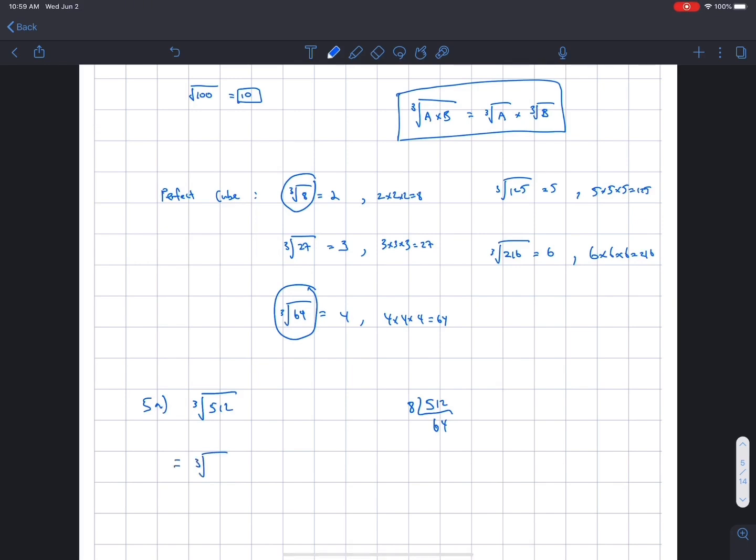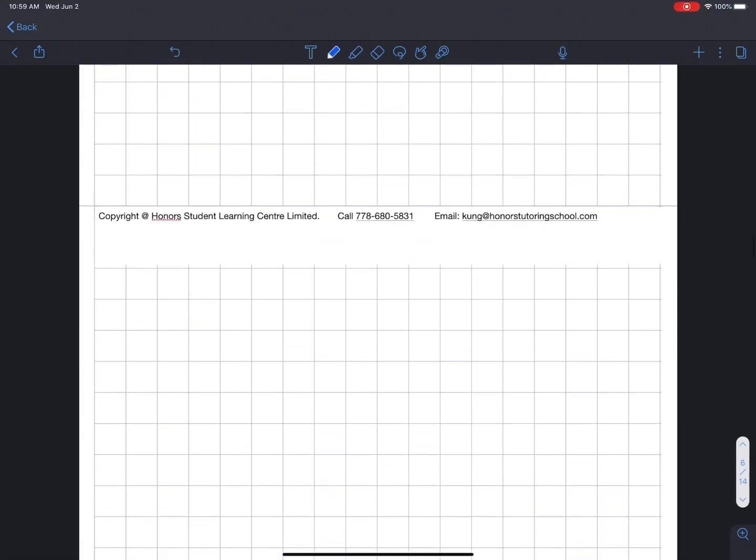So you can say the cubic root of 512 is the cubic root of 8 times the cubic root of 64. So the cubic root of 8 is 2, and the cubic root of 64 is 4. And 4 times 2 is 8. So that's the answer for question A. Okay, moving on to B.